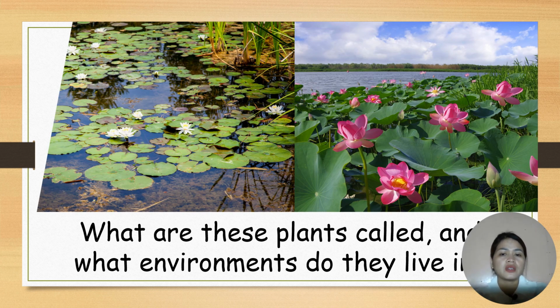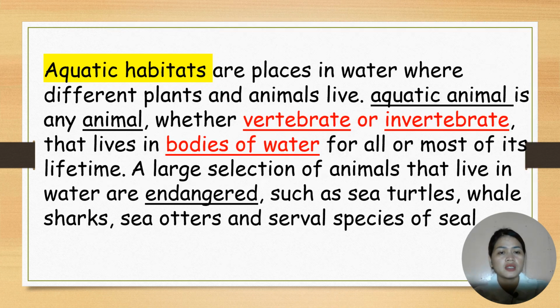How about this one, the plants? We have the water lily, the goby. Okay, what is common in their environment? So let us all remember that habitats are places in water where different plants and animals live. So as I mentioned, these animals or plants, they live on water.